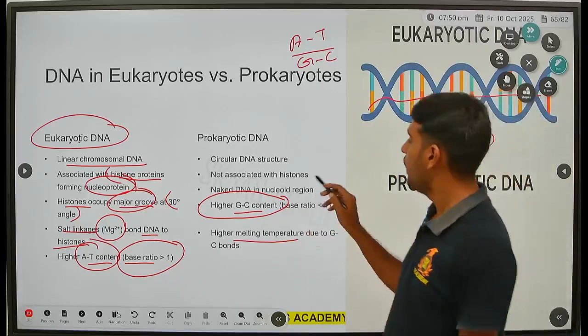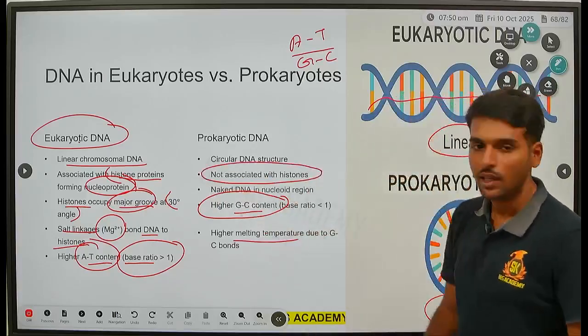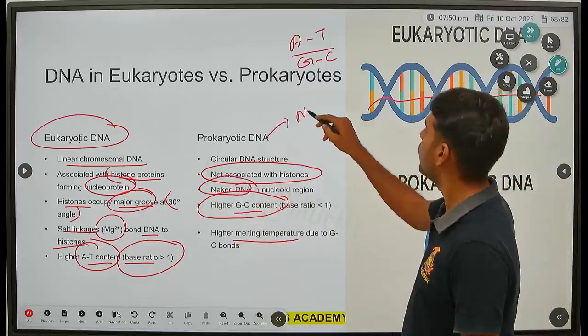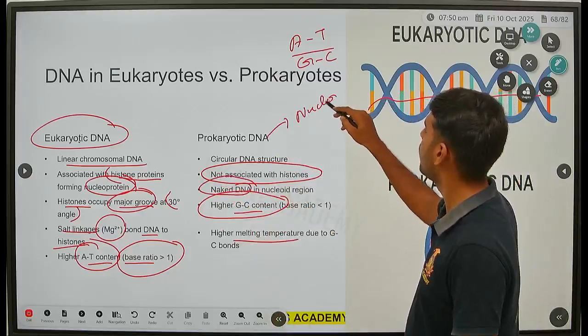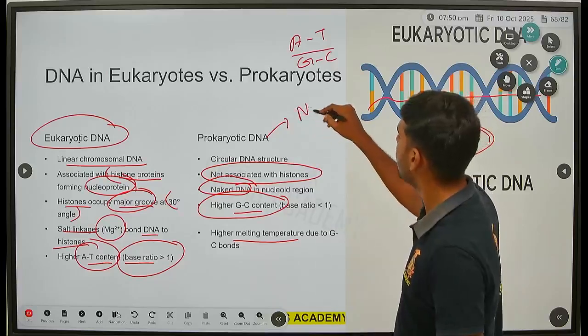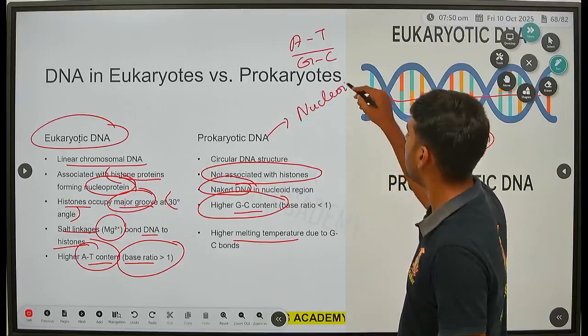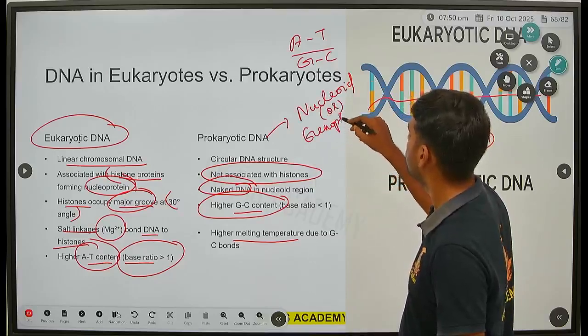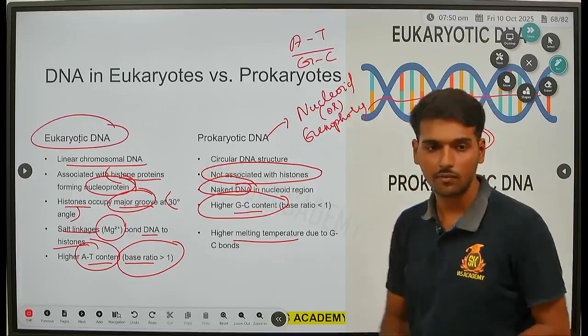Okay, one more point. They are not associated with histone proteins. They are naked DNA, also known as nucleoid or genophores.